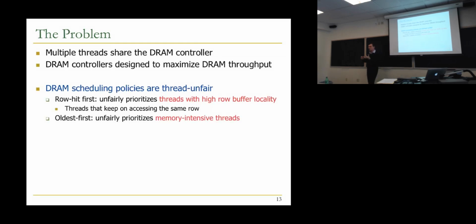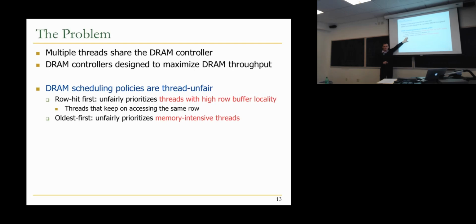Remember, the policy was prioritize row hit requests over other requests. This is bad if you have multiple threads because now you can unfairly prioritize threads that keep hitting in the row buffer, right? Whereas threads that keep missing in the row buffer are deprioritized for a long time.